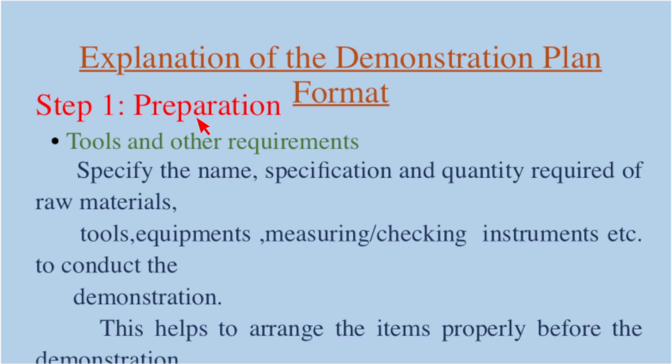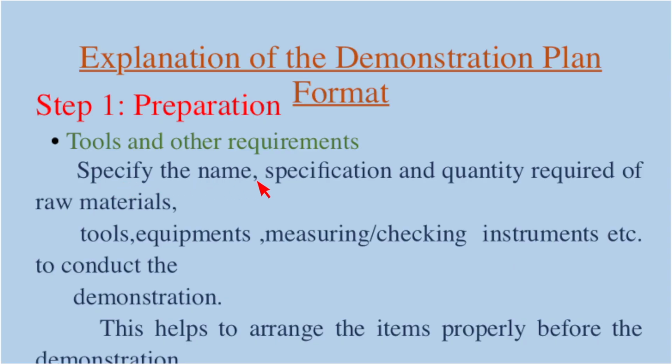In the preparation stage, you have to mention the tools and the equipments also. For doing or practicing the skill, the tools and equipments you are going to use in the demonstration section have to be mentioned in the tools and requirement section. Specify the name, specification and quantity required for the raw materials, tools, equipments and also the measuring and checking instruments to be used for the demonstration. And also you have to arrange the items properly, that helps you to practice the skill properly.